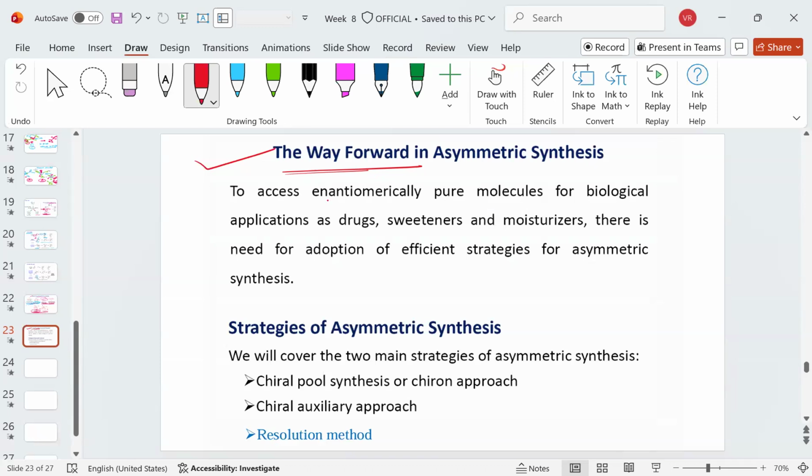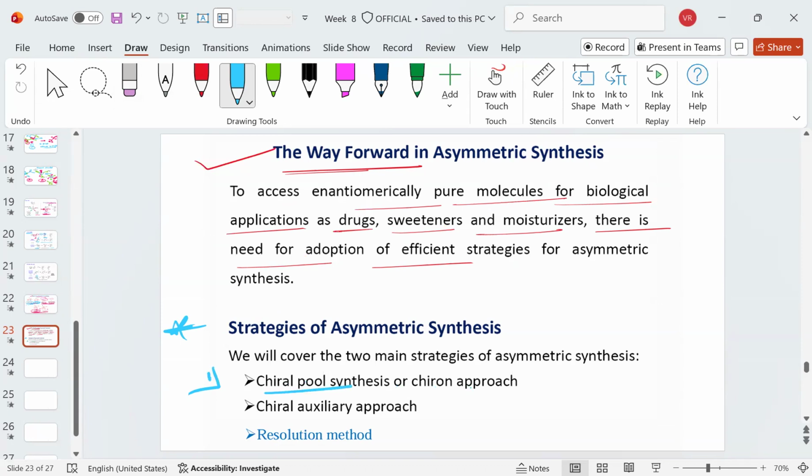In asymmetric synthesis, to access an enantiomerically pure molecule for biological application as a drug, a sweetener or a moisturizer, there is a need for adoption of an efficient strategy, and there are several strategies. There are three key important strategies to achieve the enantiopure compound, so you have to remember this. The first strategy is the use of chiral pool synthesis, which we will discuss one by one.